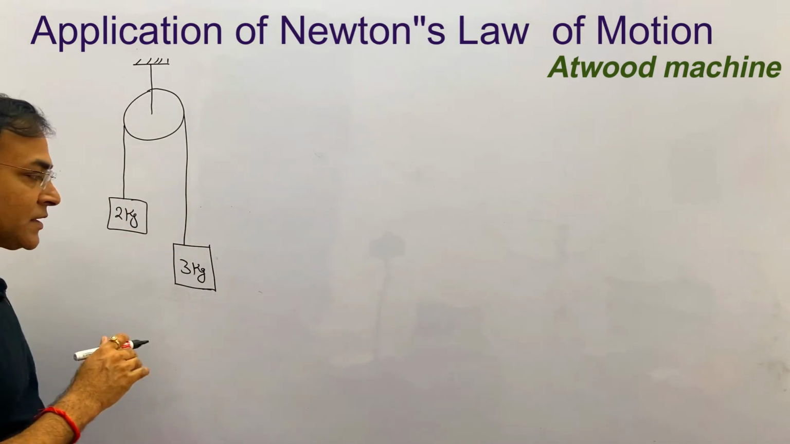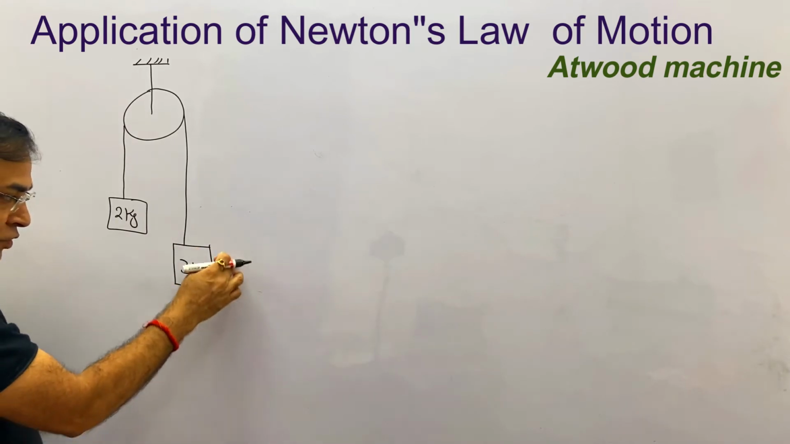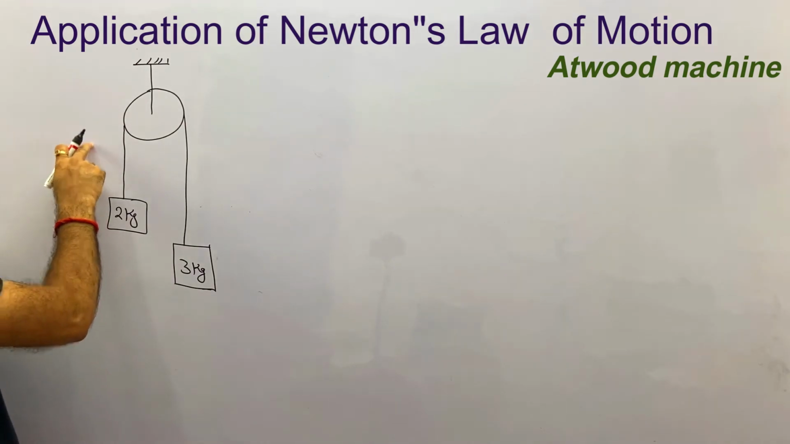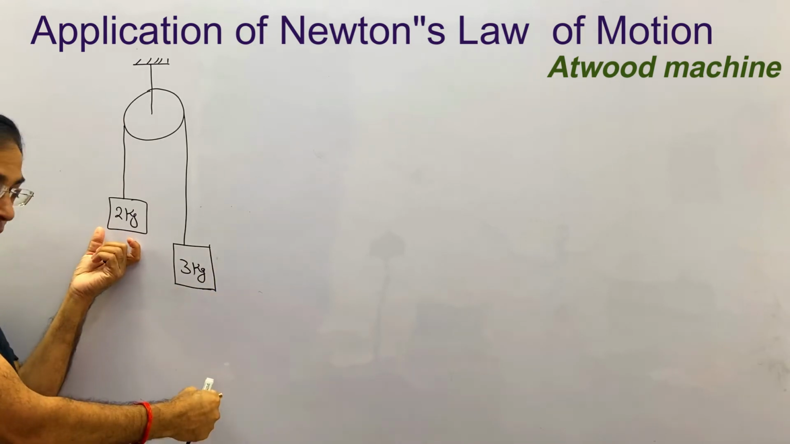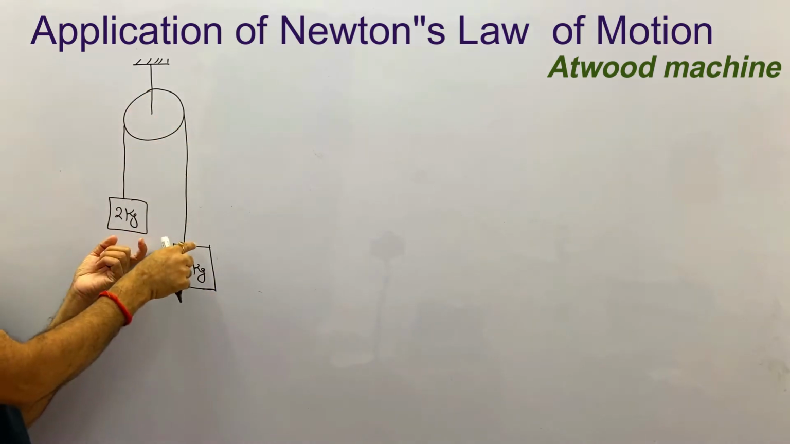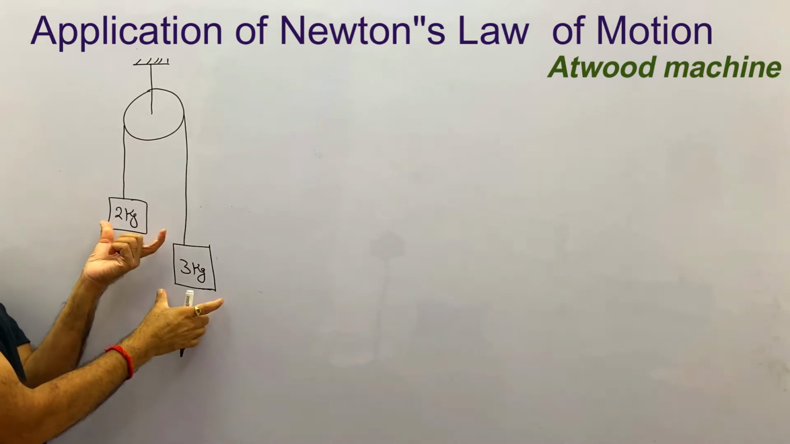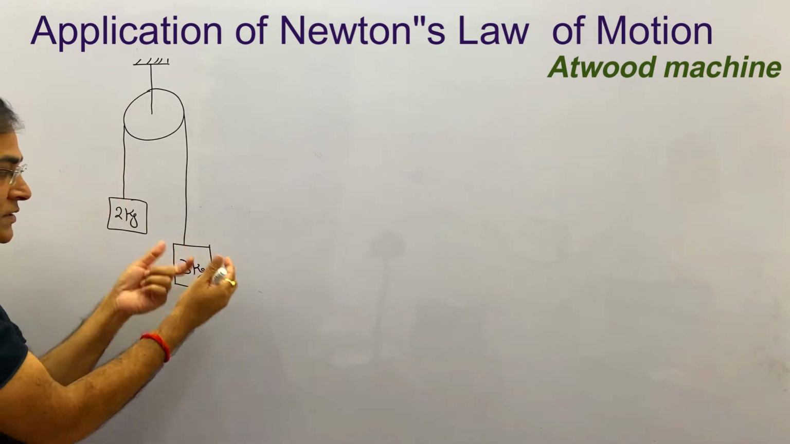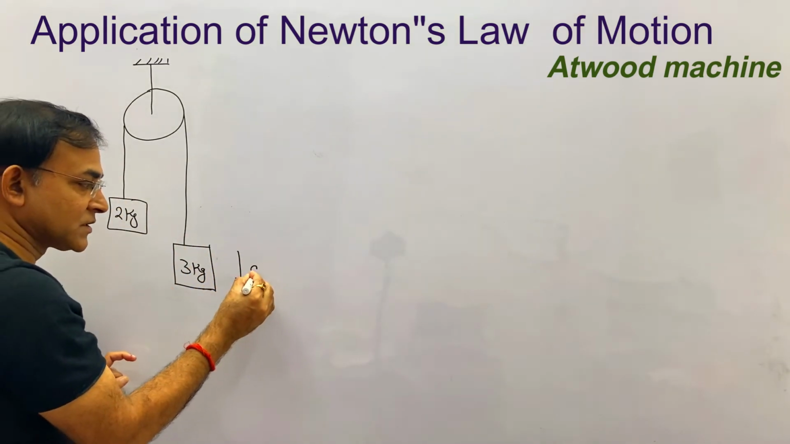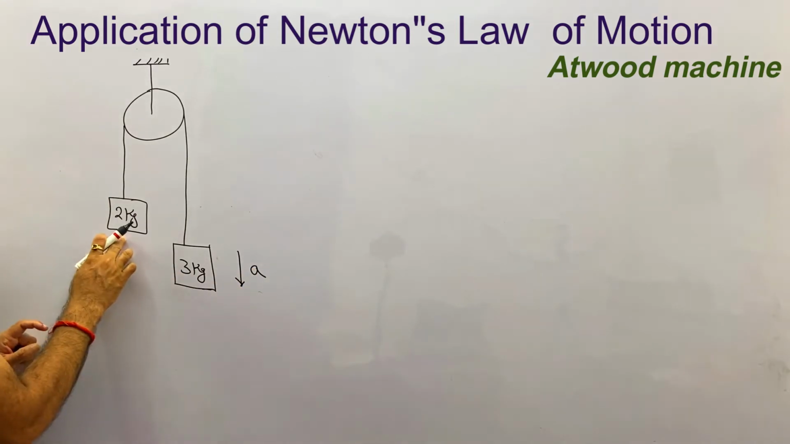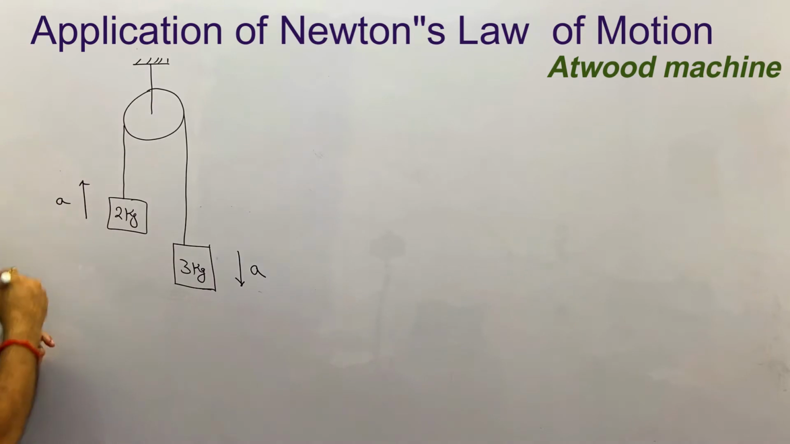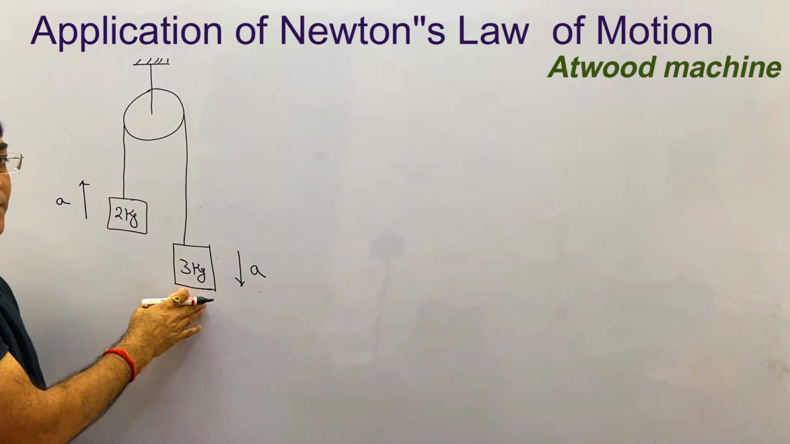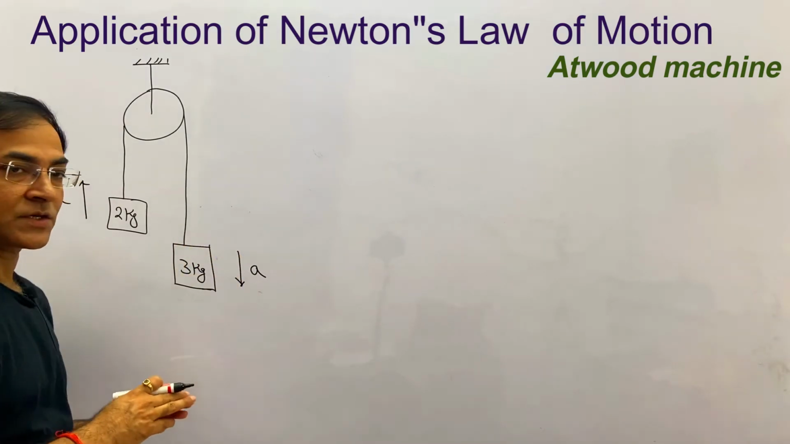Now you can say that the 3 kg is heavier, so it will move downward, and the 2 kg is the lighter one, so it moves upward. Because they are attached with the same string, definitely the 2 kg will move upward and the 3 kg will move downward. Let's suppose the acceleration of the 3 kg is a in the downward direction, and the 2 kg moves with the same magnitude upward. Now we draw the free body diagram of 2 kg and 3 kg and try to solve for the tension and the acceleration.